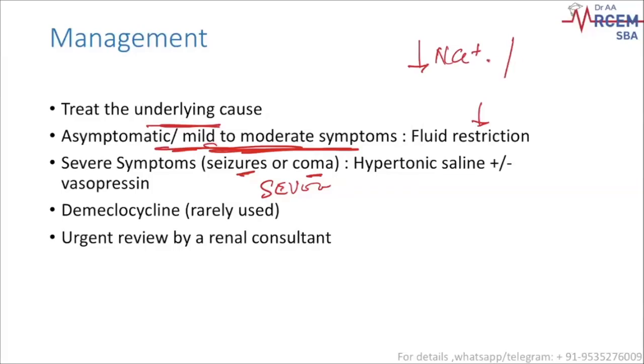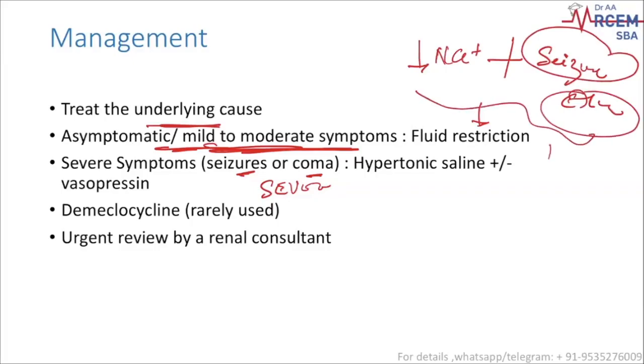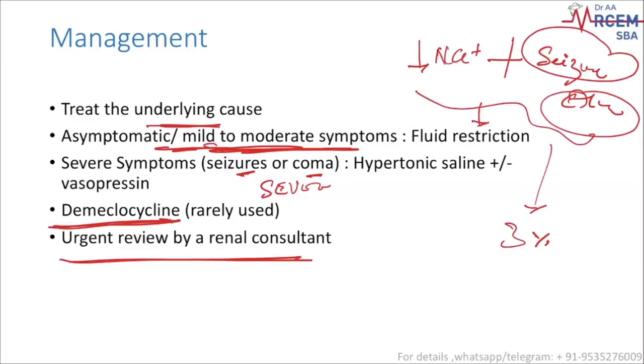We have learned from our nephrology chapter, we treat it only if the patient has seizures or altered sensorium. If the patient has seizures or altered sensorium, we treat it with hypertonic saline, that is 3% saline. These are mainly started by the nephrologists. We are not worried about that, and urgent renal, that is nephrologist review, will be required in any patient whom you have diagnosed with SIADH.